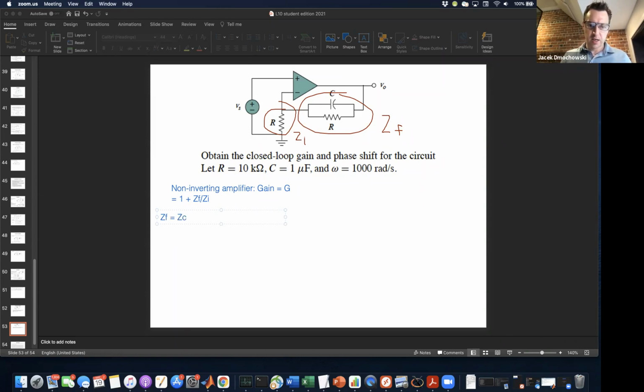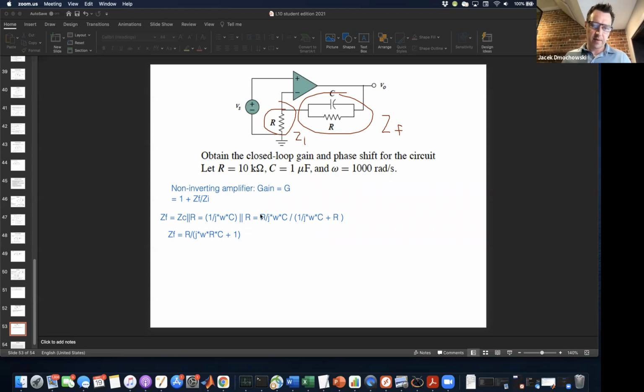So the first thing we're going to do is simplify ZF, which is the parallel combination of the capacitor impedance and the resistance. So that's going to be 1 over J times W times C, times R, divided by 1 over J times W times C plus R. This is one fraction divided by another fraction, and what you will see is that this simplifies nicely to R over J omega times R times C plus 1.